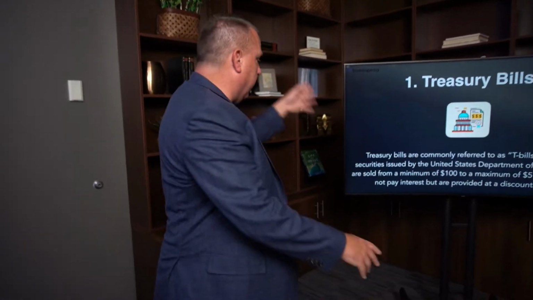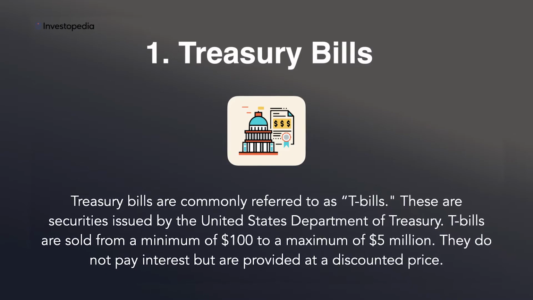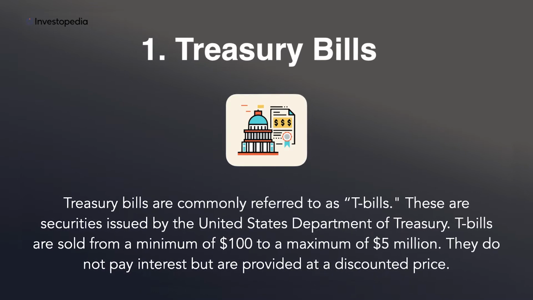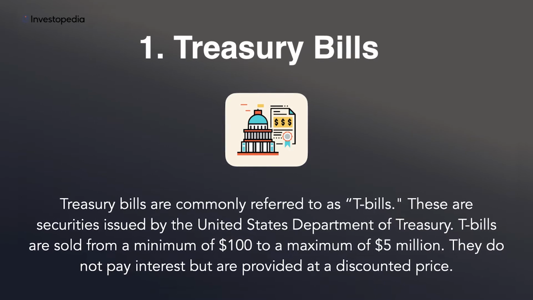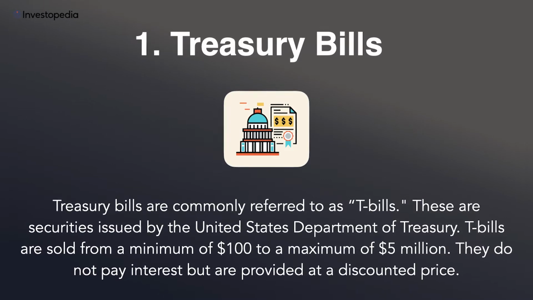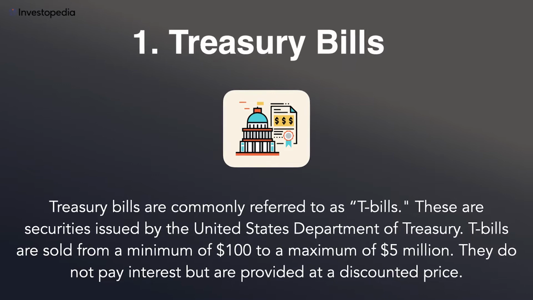Treasury bills. We're going to talk about that first. Treasury bills are commonly referred to as T-bills. These are securities issued by the United States Department of Treasury. T-bills are sold from a minimum of $100 to a maximum of $5 million. They do not pay interest, but are provided at a discount price.